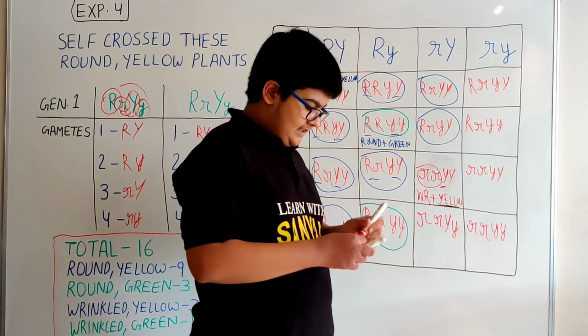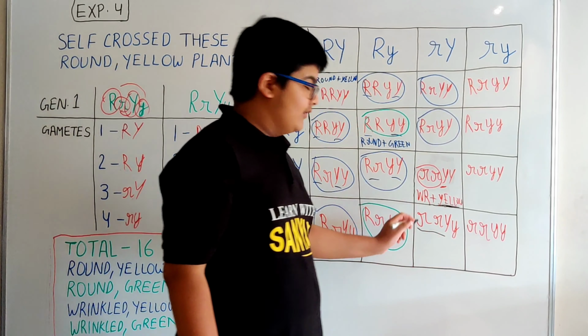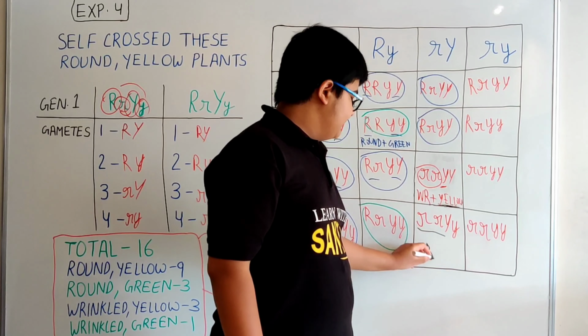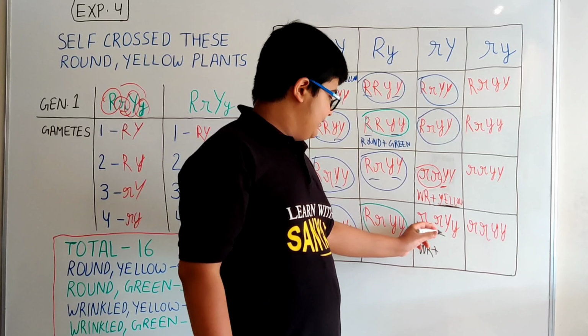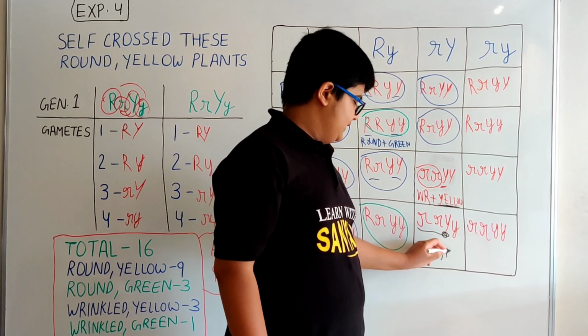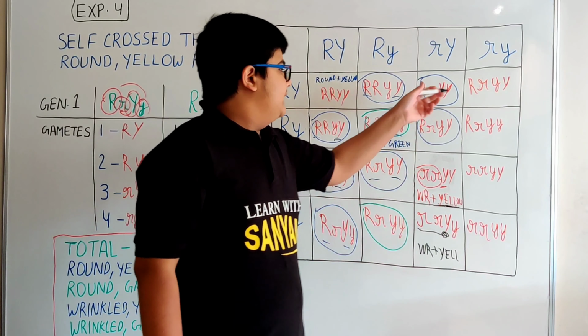Now let's see the next. So this again does not have any capital R, so it will have a wrinkled seed. But as it has one capital Y, it will have a yellow seed. So this will be same. Now let's see the next.